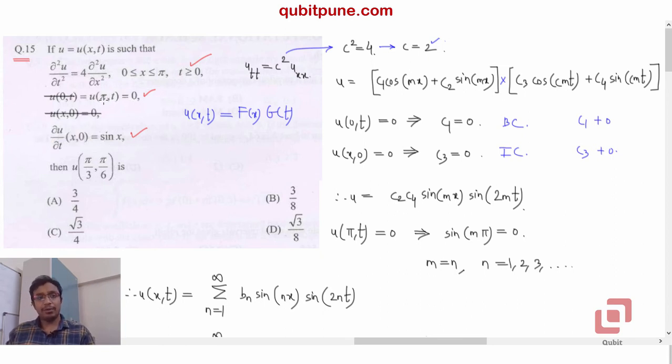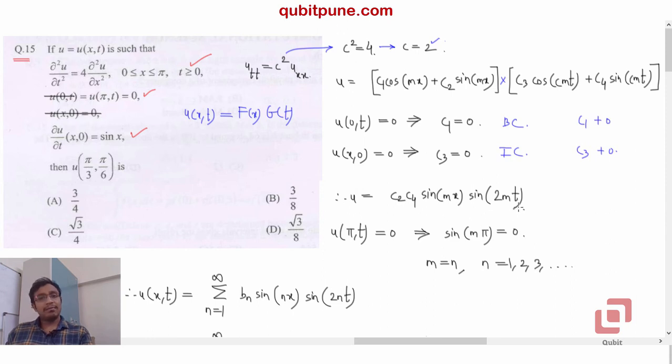And now let me use the second boundary condition, that is u of pi comma t equal to 0. That is, at the other boundary also there is no displacement, or in other words, both the boundaries are fixed, or both the ends of the vibrating string are fixed. Now if u of pi comma t is 0, we cannot make c2 or c4 0, otherwise we will get the trivial solution.